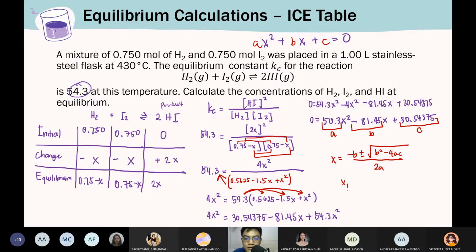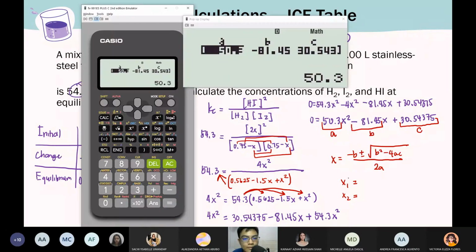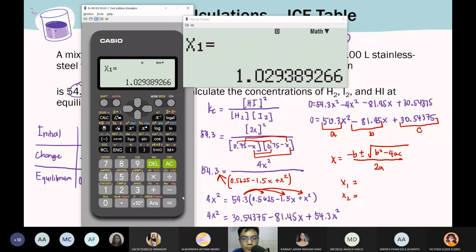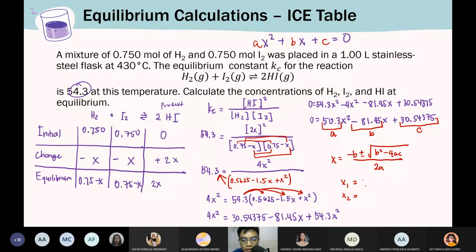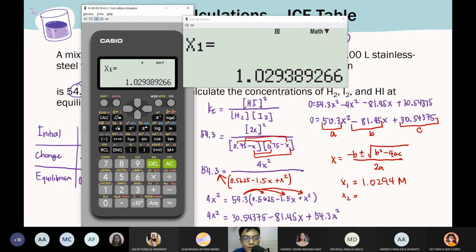So let's copy the roots, no? So for the first root, it's 1.0294. And then for the second root, that's 5899.